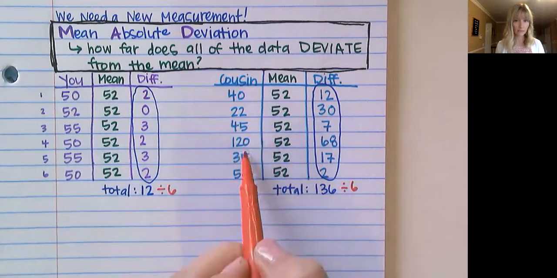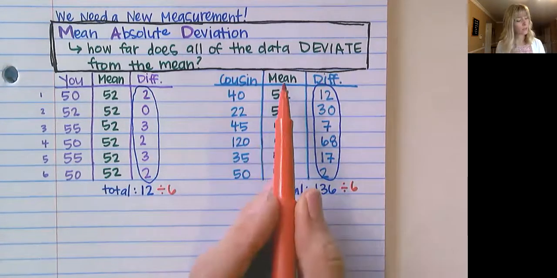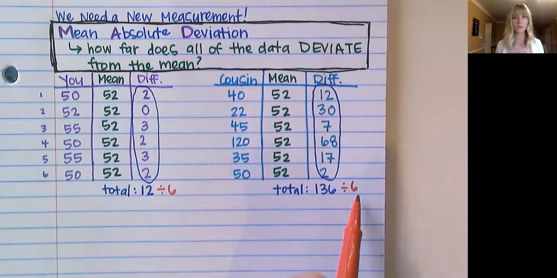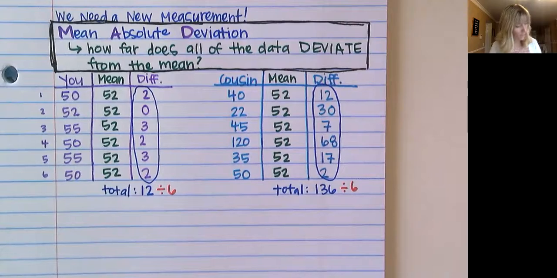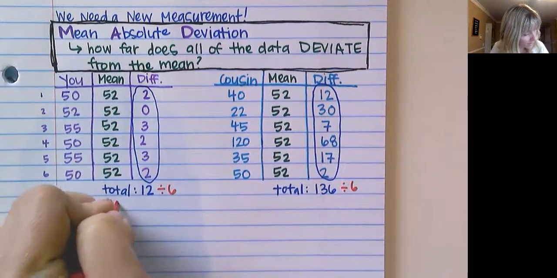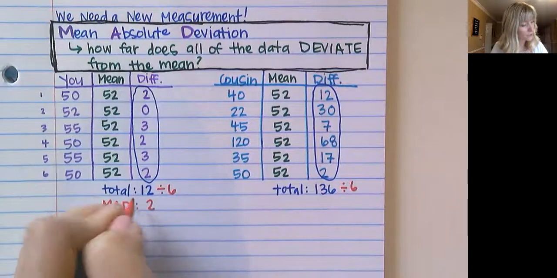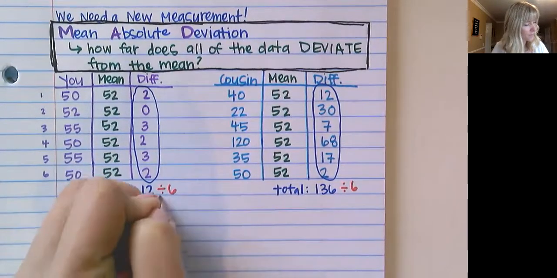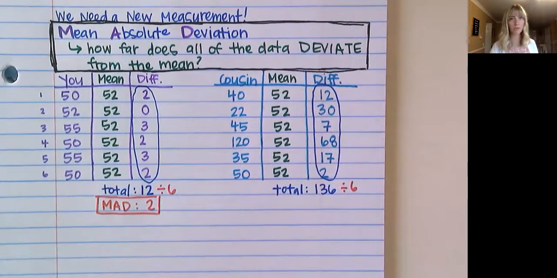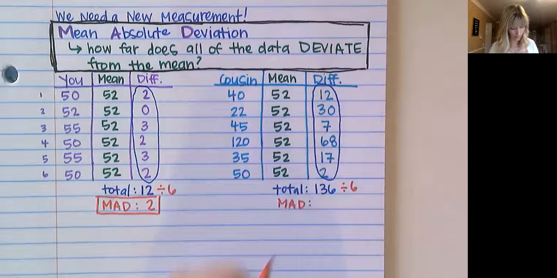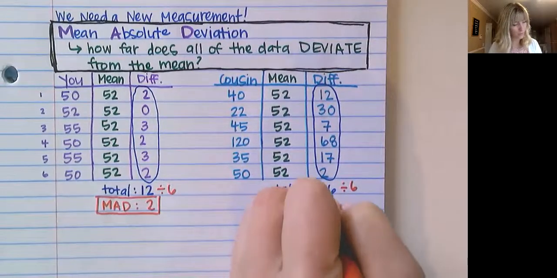Here's your cousin's data. That's their actual physical data. This is their mean. This is the difference from the mean. We're adding those up now and also dividing by 6. There's still 6 data points, so we're still dividing by 6. So this tells me the mean absolute deviation for you is 2. We'll talk about what that means in just a second, but your mean absolute deviation was 2. For your cousin, 136 divided by 6 comes out as a decimal. You can type it in your calculator. I'm just going to round it to 22.7.